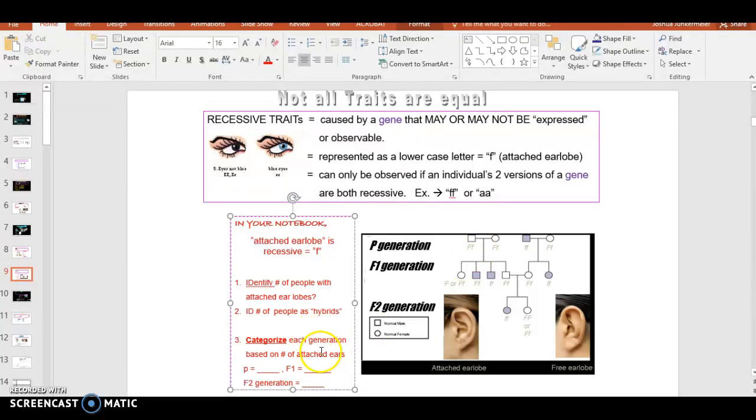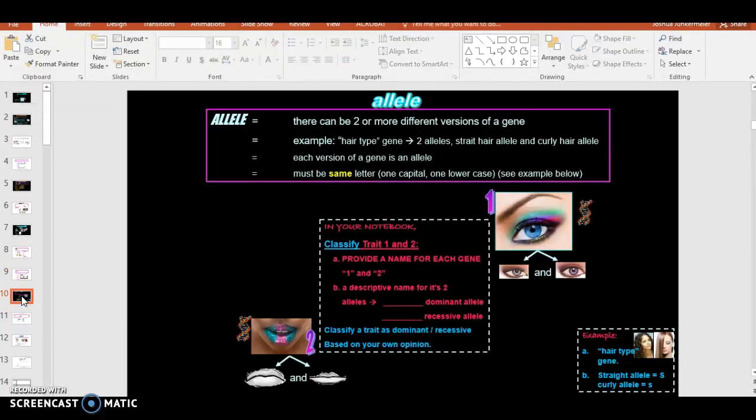It says categorize each generation based on the number of attached earlobes. So in the P generation, for example, how many people have attached earlobes? In the P generation, we have 1. Only one person in the P generation inherited two recessive versions of the gene, little f, little f. In the F1 generation, count how many people inherited two little f's, and same for F2, and you just put that total there. Alright, slide 10.